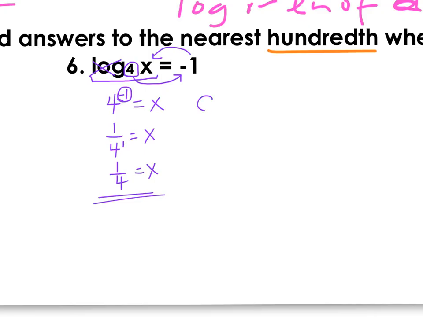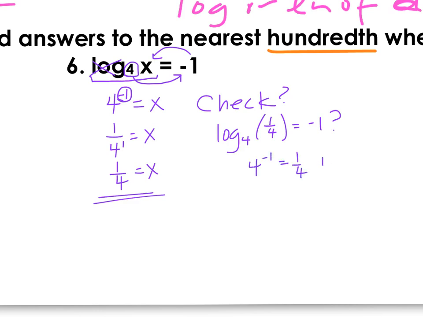Now to check it, remember we have to plug it back in the beginning. Log base 4 of 1/4, does that equal negative 1? Well, yeah, because 4 to the negative 1 equals 1/4. Notice it's positive, so we can plug that in, that's valid. When we loop it, we get a correct exponential statement. So far we're 2 for 2.